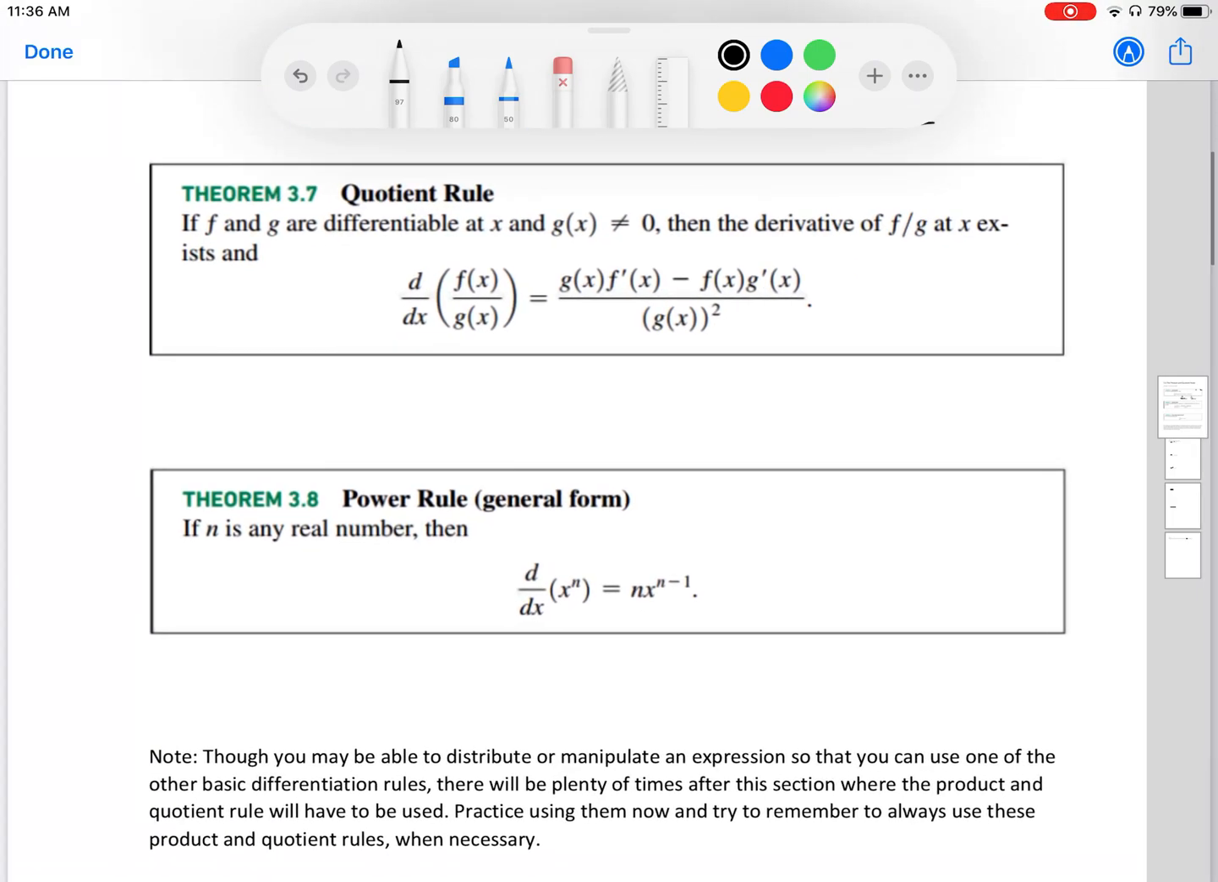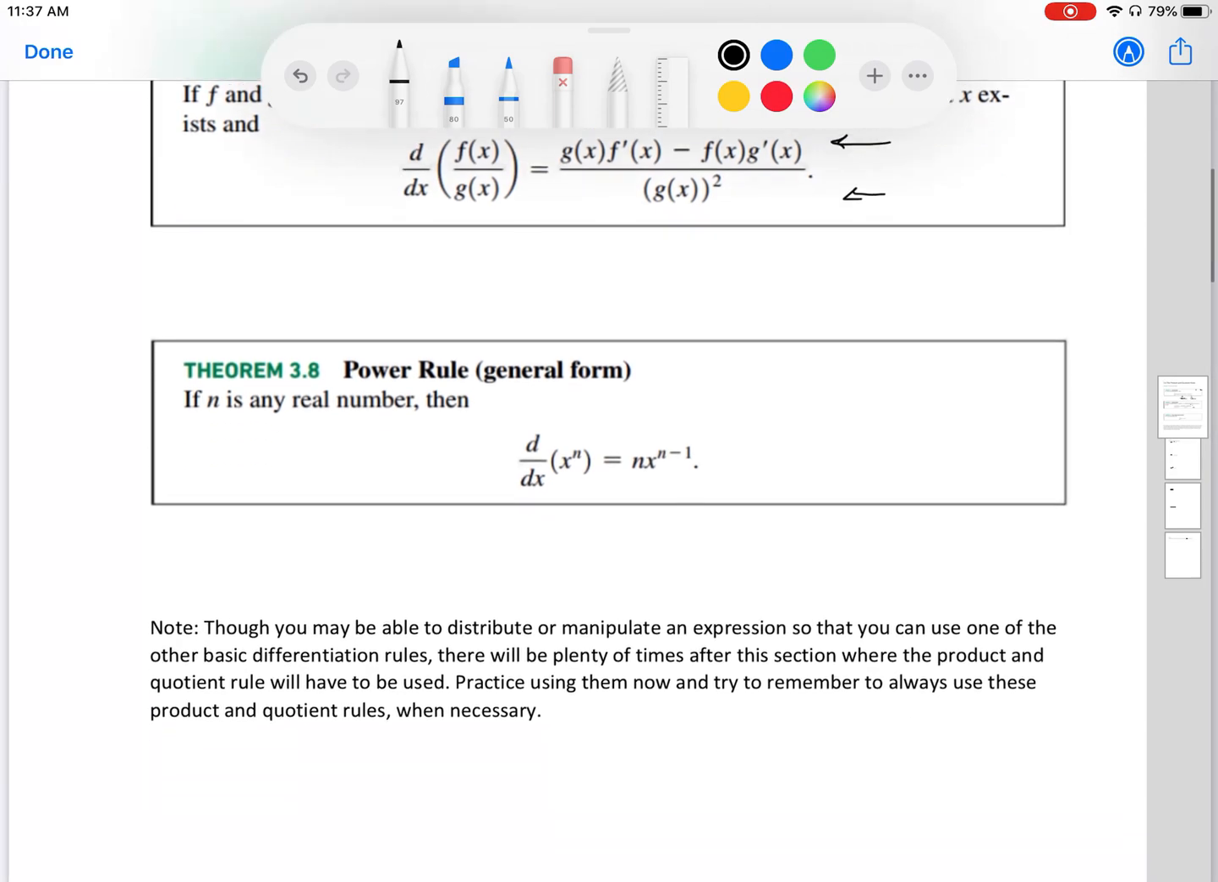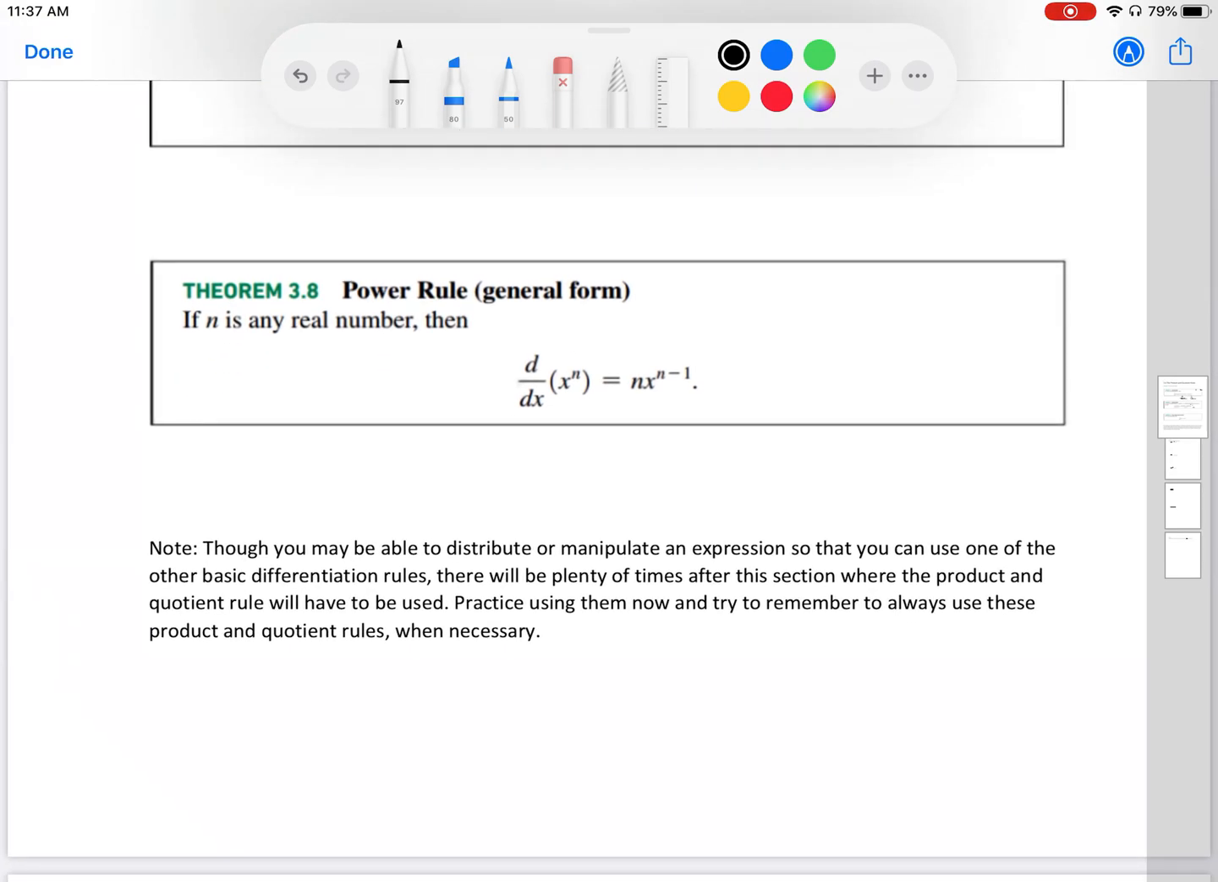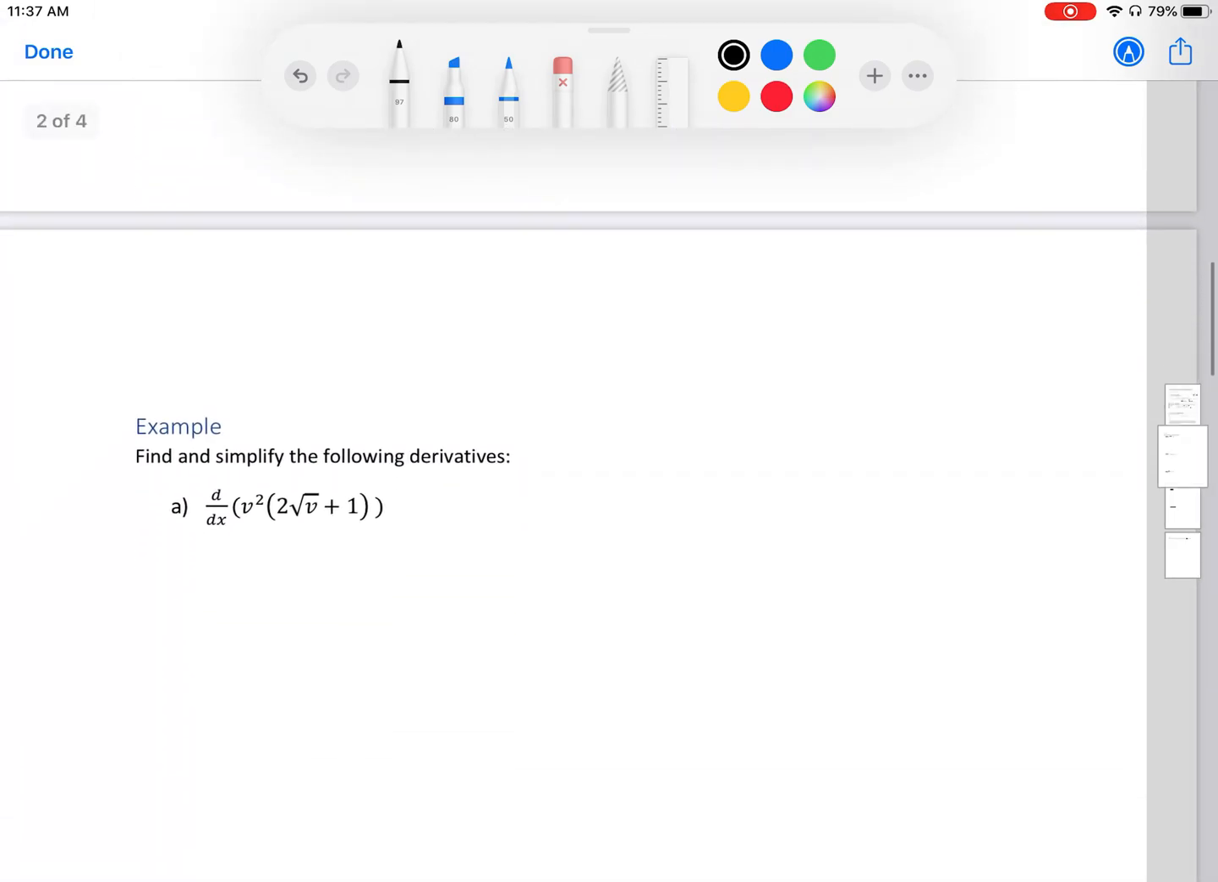Quotient rule is if you have two functions and you're dividing. Notice the top looks a lot like product rule. Your first rule is you take the derivative of the numerator times your denominator minus your numerator times the derivative of your denominator, divided by your denominator squared. That produces the derivative. And of course, the power rule from the last section. Let's go ahead and go over some examples.